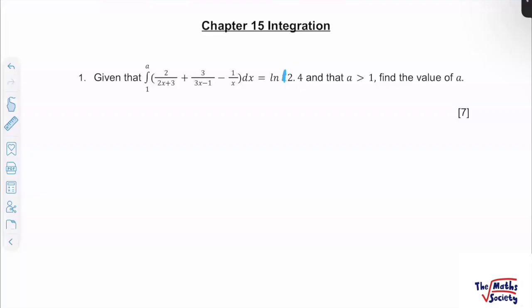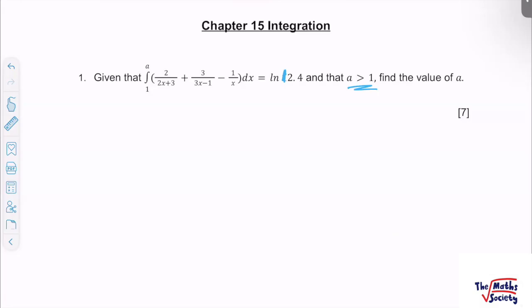So this week we'll be continuing chapter 15, which is integration. So let's get right into it. Okay, so let's start with question 1. They give you an equation to integrate with limits from 1 to a, and it equals ln 2.4, not 12.4, where you need to show that a is greater than 1, and we need to find the value of a.